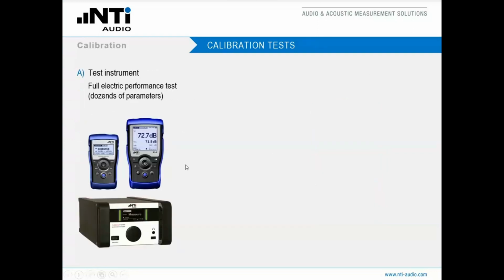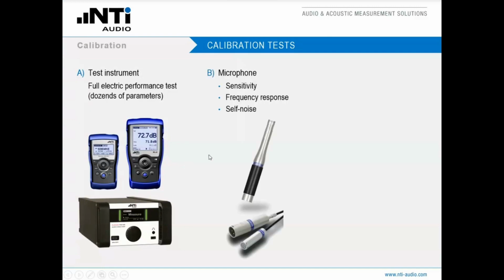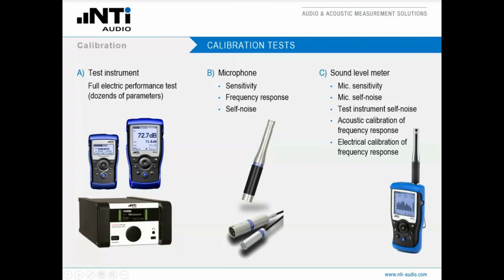Which tests are executed depends strongly on the device that you're sending us. If it's just an electric analyzer or a signal generator, we do a full electric performance test with dozens of parameters. I didn't list them here. If you send us a microphone, we will verify the sensitivity, the frequency response, and the self noise. And if it's a sound level meter, for instance the XL2 plus microphone, we will do, again, the microphone sensitivity, self-noise, also the electrical self-noise of the instrument, acoustic calibration of the frequency response, and the electrical calibration of the frequency response. So a couple of tests are executed here.